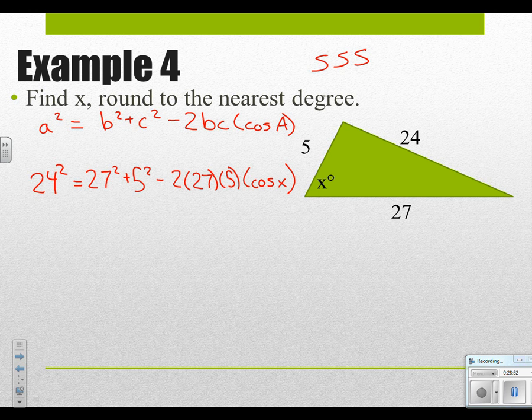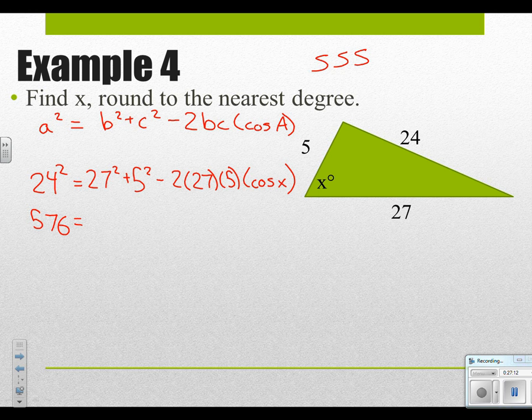Because think about it, that's just a number, that's just a number, and that's a variable. So rather than just typing it all at once, we do have to do a little bit of algebra. So let's break it down. Do 24 squared. Tell me what that is real fast. 576. 576 is right.